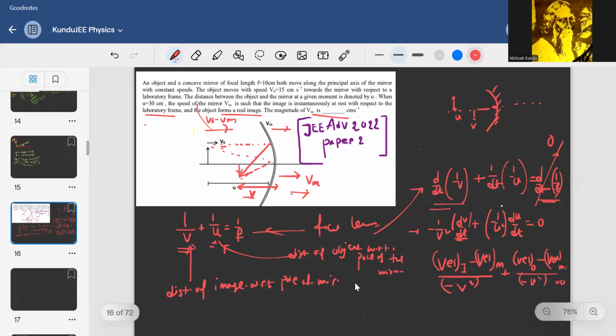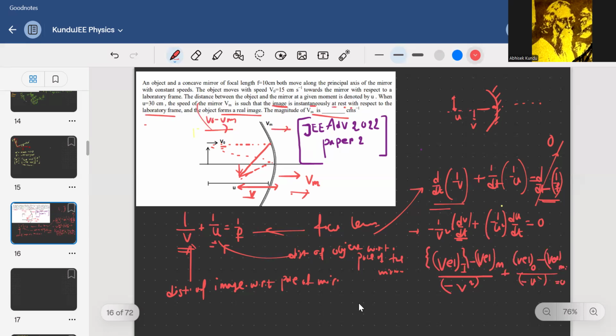Now, in the problem, it is given that the image is instantaneously at rest with respect to the laboratory frame. Laboratory frame means what? The absolute velocity of the image. That means they will move in such a way that the absolute velocity of the image will be 0. That image at that particular instant will be stagnant with respect to the ground frame. That means this term is given as 0. Velocity of image, absolute velocity of the image, will be 0.